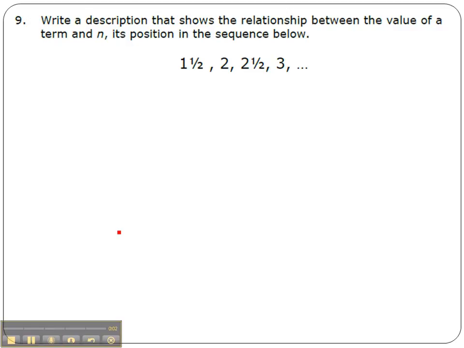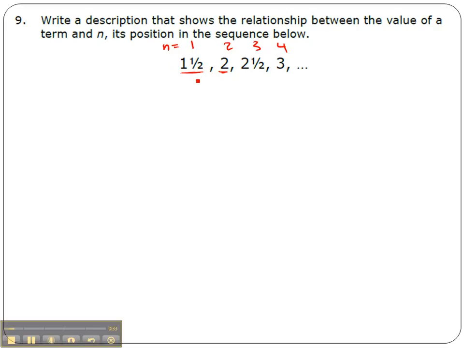Problem 9, write a description that shows the relationship between the value of a term and n, its position in the sequence below. Anytime we're given a sequence of numbers as a list, we know that the implied n numbers are 1, 2, 3, and 4 in this case, because the n numbers just refer to the position of the term in the sequence. This is the first number in the sequence, so n equals 1. This is the second number in the sequence, so n equals 2.